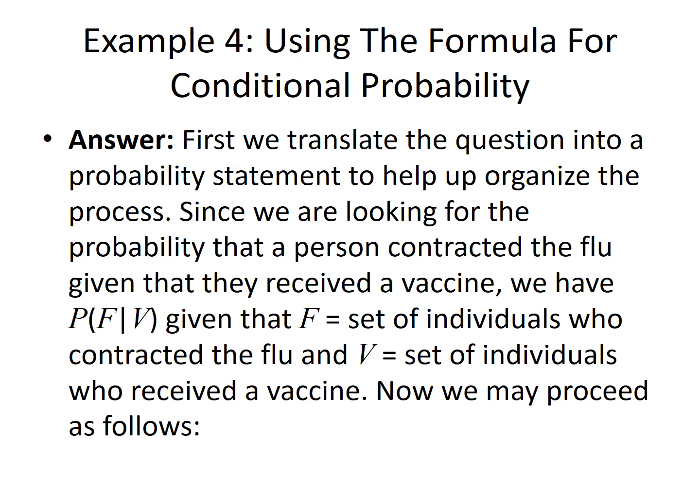First, we translate the question into a probability statement to help us organize the process. Since we are looking for the probability that a person contracted the flu, given that they received a vaccine, we have the probability of event F given event V. And we're going to define F to be the set of individuals who contracted the flu, and we'll define event V as the set of individuals who received a vaccine. So now we have some notation out of the way, we have some organization to help us with the problem, so let's go ahead and proceed.